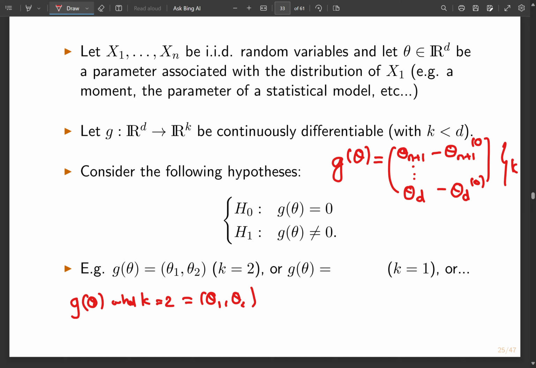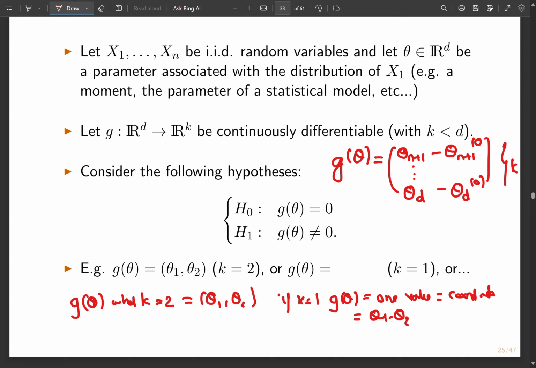And we can also have another function. Let's say k is equal to 1, then g of theta will produce only one value, only one coordinate. And we can ask a question such as whether it is equal to theta 1 minus theta 2. We can ask that kind of question here.